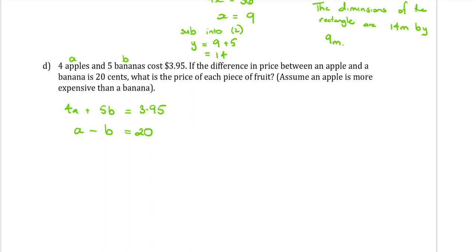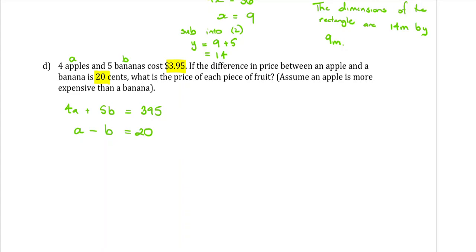Now there's something wrong with these two equations, which would mean that if I kept going from here, it wouldn't work. The thing that is wrong is that this was in dollars and this was in cents. So I can't have two different money units being used in my two equations. I need to make them the same. So instead of 3.95, I'm going to change that into 395 so that they're both in cents and then they're also in nice whole numbers.